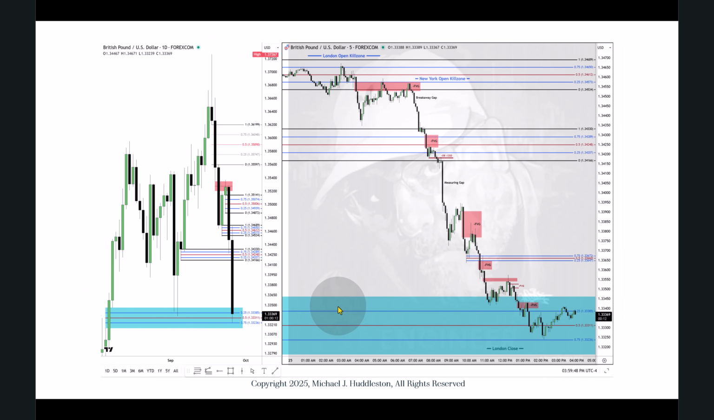All right, pound dollar or cable, same thing here. We had a bearish fair value gap reclaimed, not reclaimed, delivered from yesterday. And then the discount wick here, and then we have a discount wick there. And then we have a bullish fair value gap that traded down into, and I put the gradient levels on the bullish fair value gap.